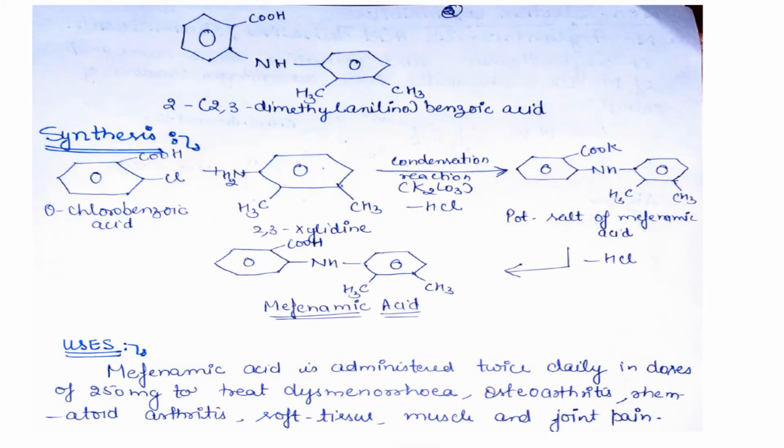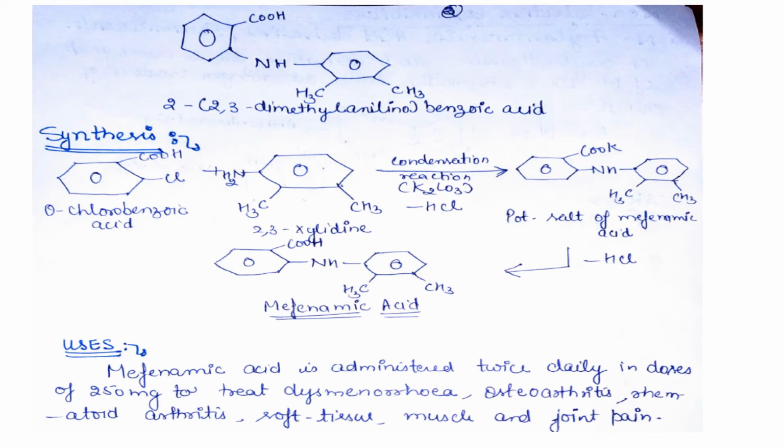This is the structure for mefenamic acid: 2-(2,3-dimethylanilino)benzoic acid. The synthesis of mefenamic acid starts with ortho-chlorobenzoic acid, which reacts with 2,3-xylidine. A condensation reaction occurs with the help of potassium carbonate, and the potassium salt of mefenamic acid is produced. After hydrolysis, HCl is released and mefenamic acid is produced.